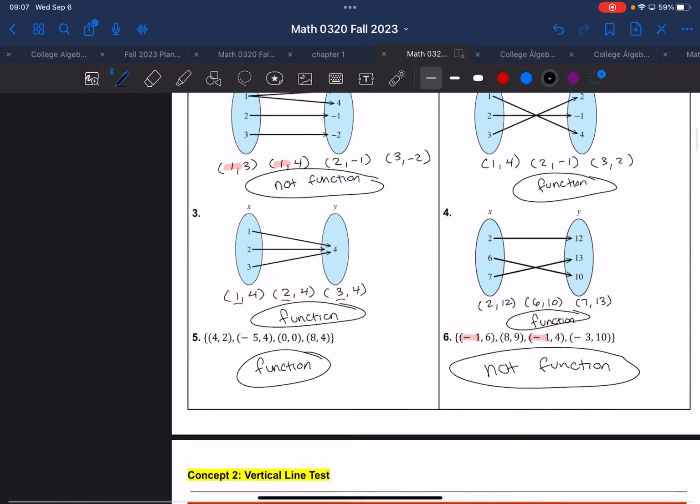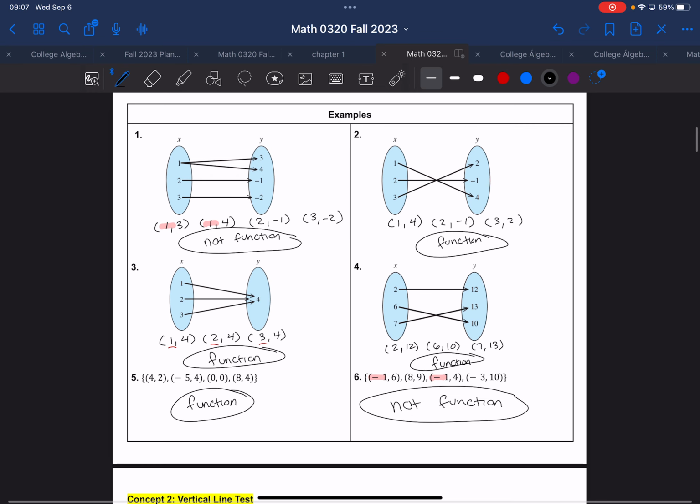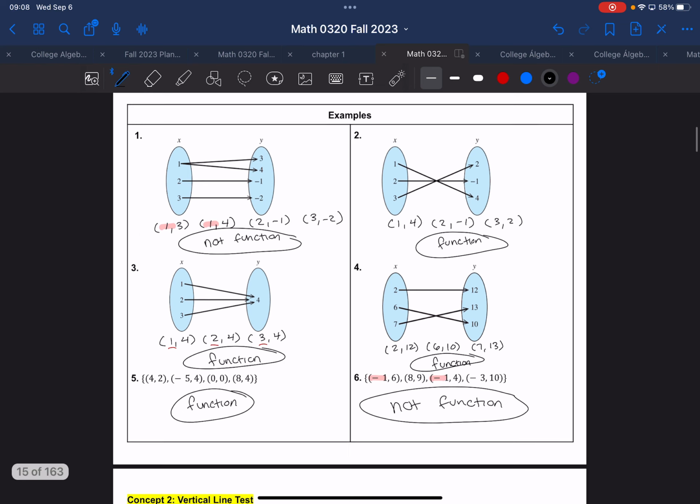Okay. So this is how we determine if something is a function versus not a function when we are given our coordinate points. Okay. In the next concept, we're going to look at how to determine that if we are given a graph. Okay, any questions on concept 1?